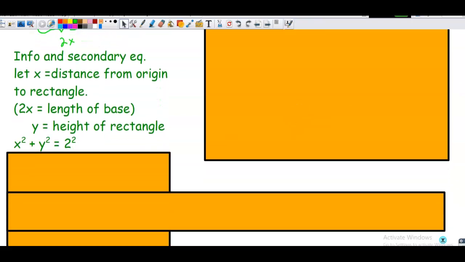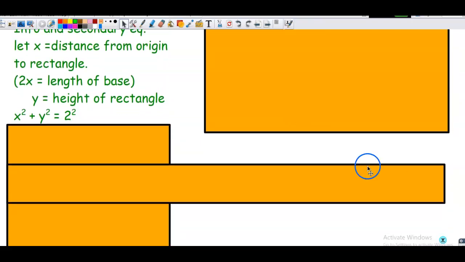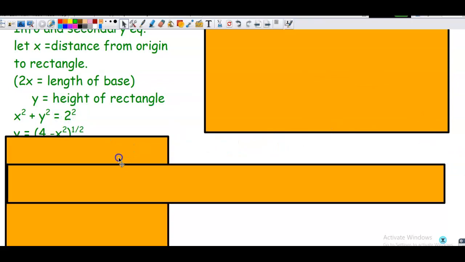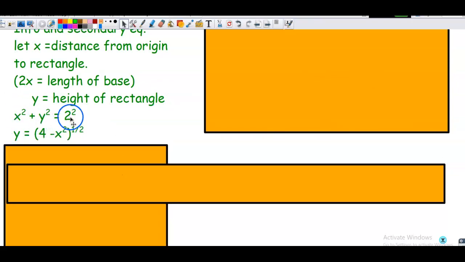Since the radius of the semicircle is 2, the equation of the entire circle, a whole circle, would be x squared plus y squared equal to 2 squared. Now, I'm going to get y by itself so I can figure out the height of the rectangle. So I subtract x squared from both sides and take the square root. So y equals the square root of 4 minus x squared.